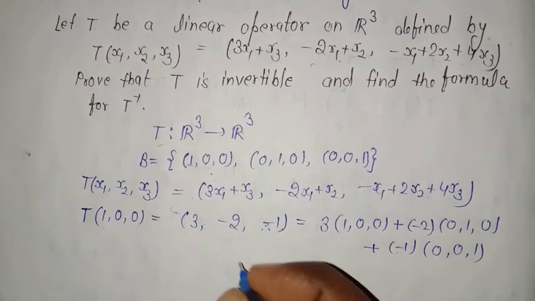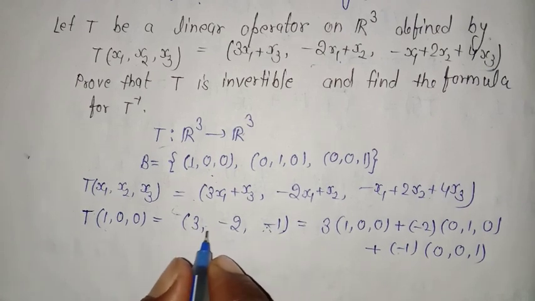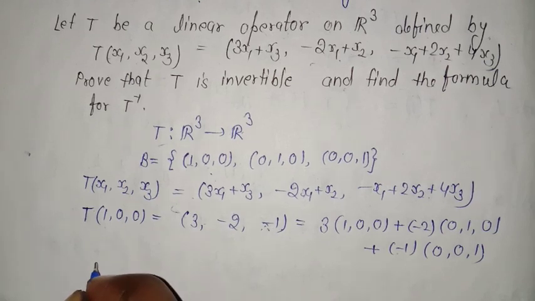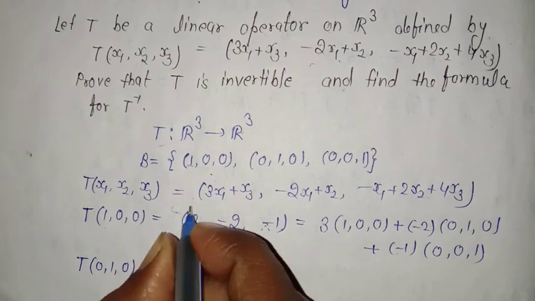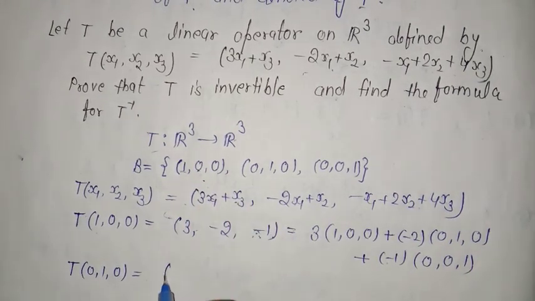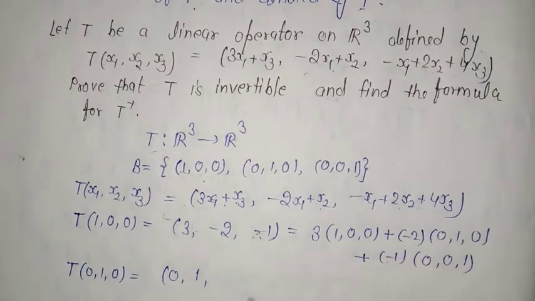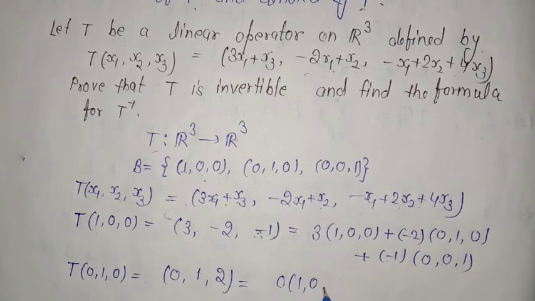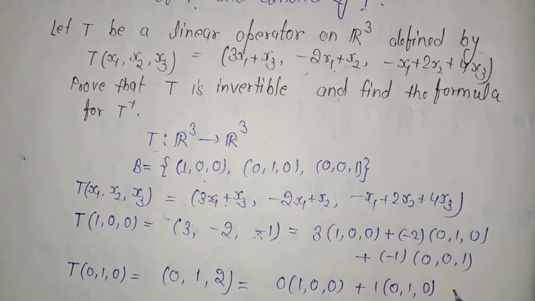Whenever you are given a standard basis, you can directly take the coefficients as a column of the transformation matrix. So I will write the other vectors directly, that is T of (0,1,0) equals, if we put it in, 0 because there is no x2 in the first component, here we get 1 and here we get 2. And if you express it, this can be written as 0(1,0,0) plus 1(0,1,0) plus 2(0,0,1). So that's the way in which we can express this vector.